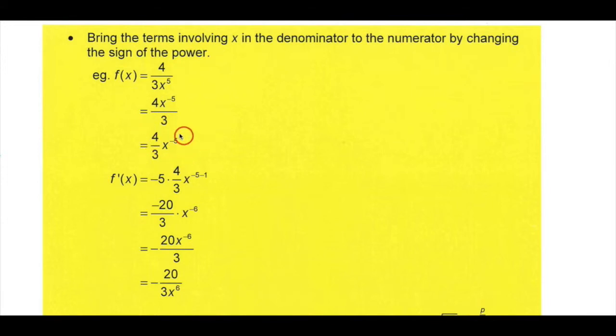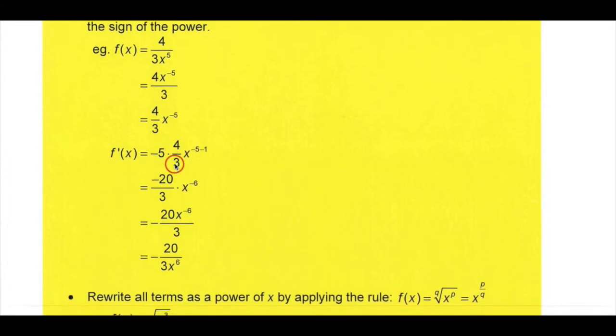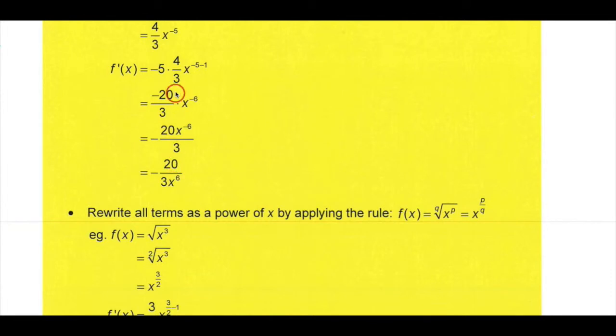In this format, I'm able to apply the basic rule which I've begun this little tutorial with. So the derivative, I had the -5 and that comes down. I multiply by 4/3, I haven't lost that at all. And it's multiplied by x to the power of whatever we had beforehand, subtracting 1 from that. So I do the multiplication, end up with -20 on 3, multiplied by x to the power of -6.